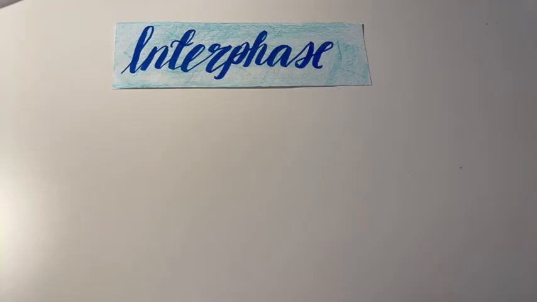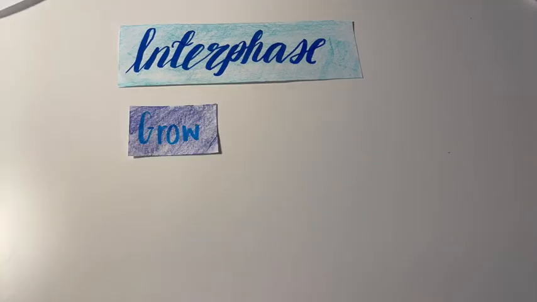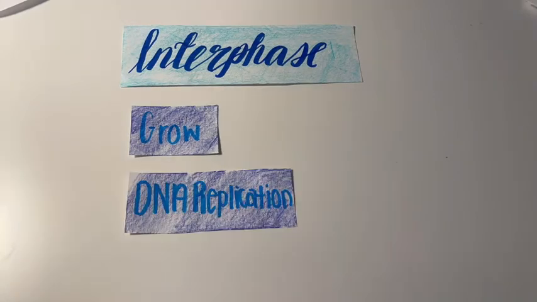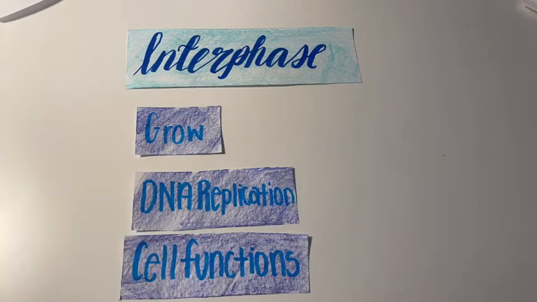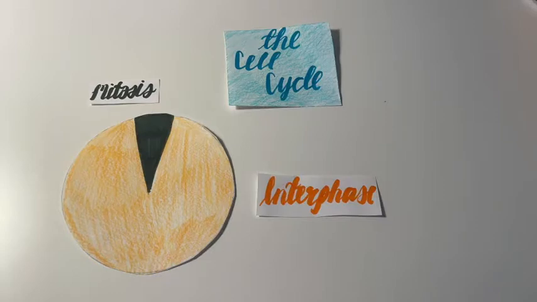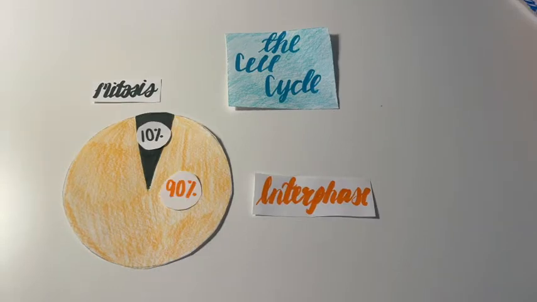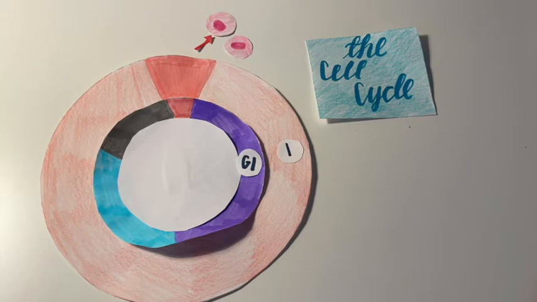Most of a cell's life is spent in interphase. During this phase, growth, DNA replication, and cell functions occur. In the cell cycle, a cell spends 90% of its time in interphase and only 10% of its time performing mitosis. The first step of interphase is G1, which stands for gap 1.